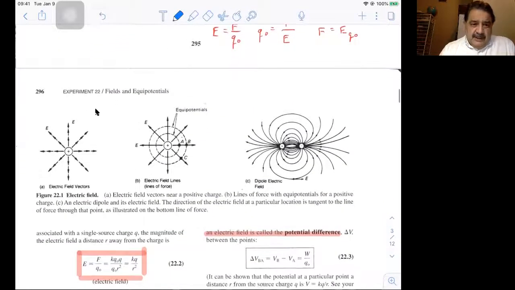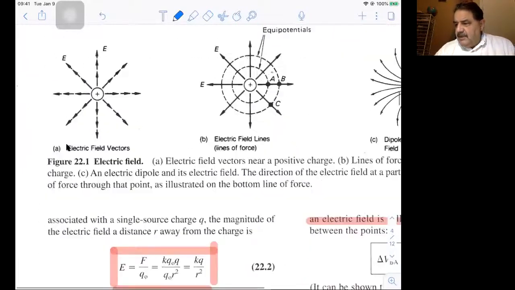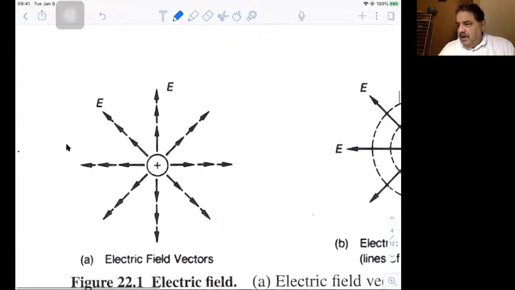Here for a single positive charge, you can see the electric field lines are emanating outward. Now this one, you can see that the lines closest to the charge are longer than the ones that are further out. In other words, the electric field diminishes as it extends out.